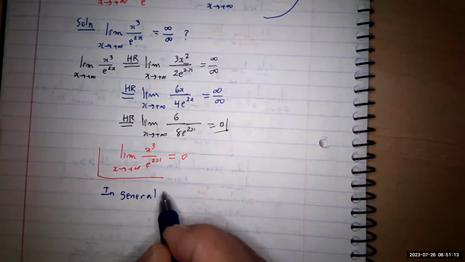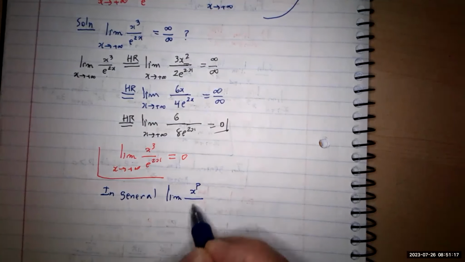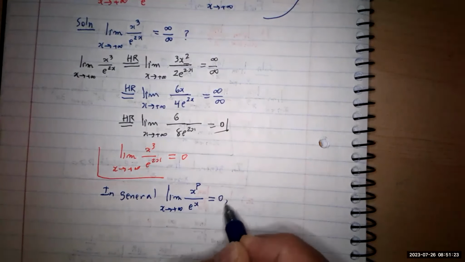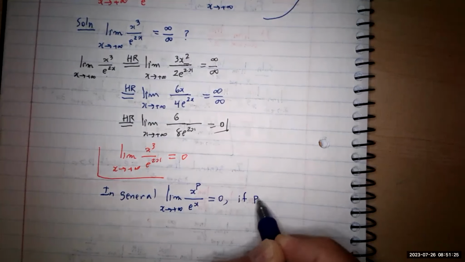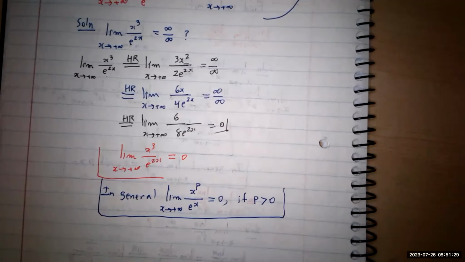Again, for your information for future, you are not going to use it as a proof, you can use it for guessing the result. In general, the limit of any power, x to the p over e to the x, x goes to positive infinity is always 0, of course, if the power is positive. So, you see different power, but you know the answer right at the beginning.